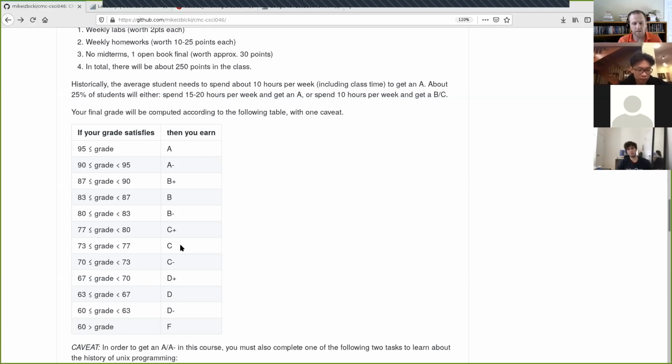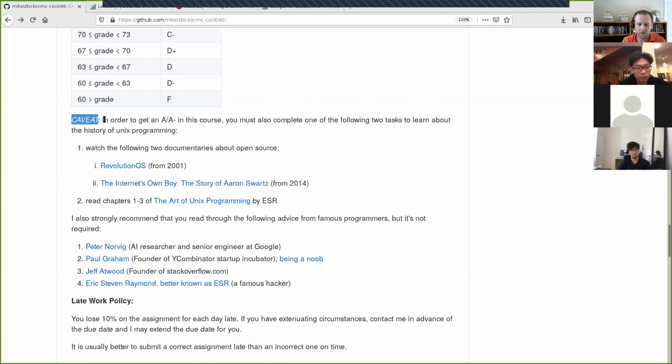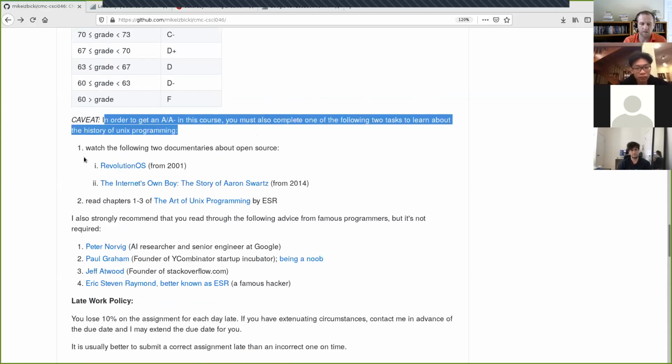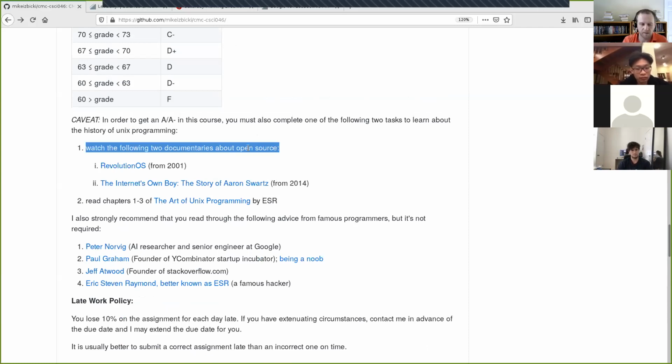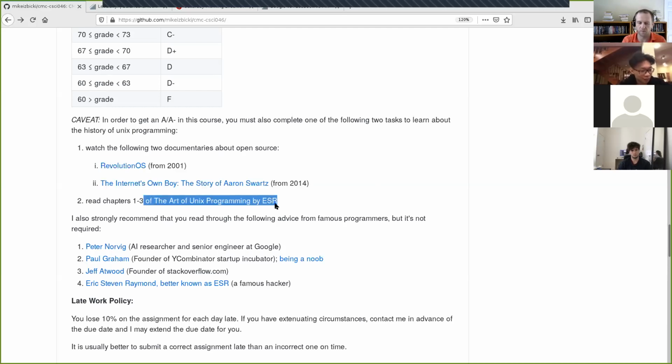The grades, standard grade chart right here, but there's one caveat: if you want to get any grade higher than an A- in this course, you must complete one of these two optional assignments. These optional assignments are designed to get you a little bit more knowledge about the culture of computer science. So your optional tasks are to either watch these 2 documentaries right here or to read the first 3 chapters of this book right here.